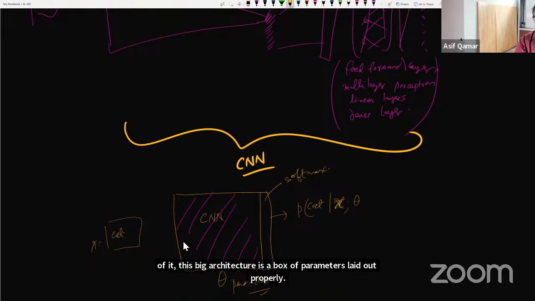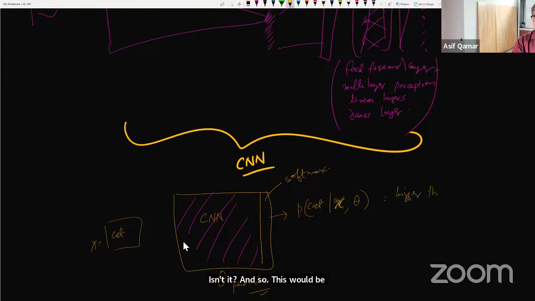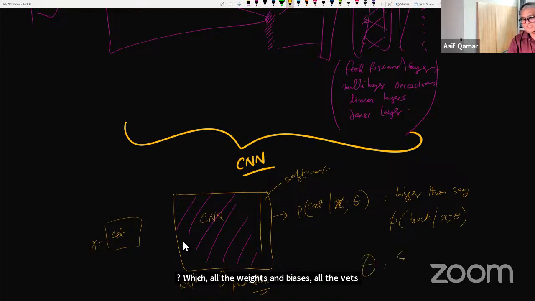And so this would be bigger than, say, the probability of a truck given x and theta. Would you agree? That's the point, right? So it will light up the most. The parameters: all the weights and biases. So whenever I say theta, theta is a collection of weights and biases.